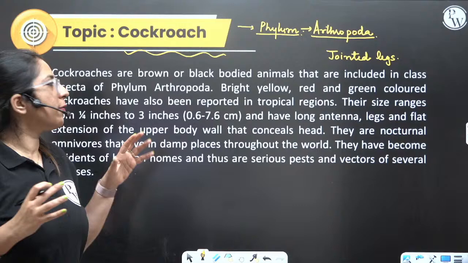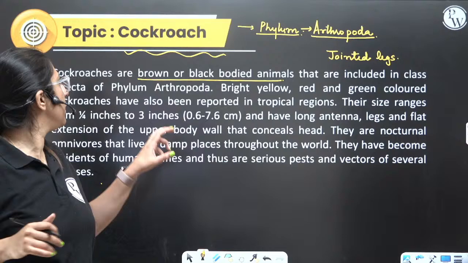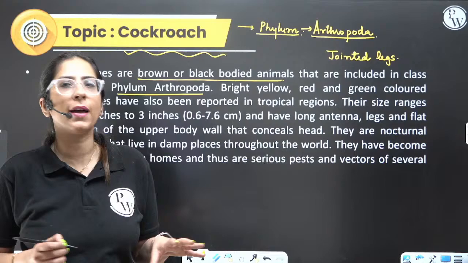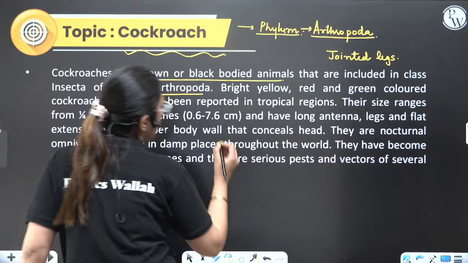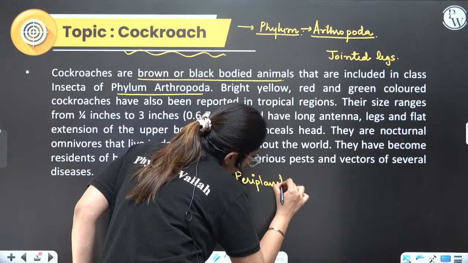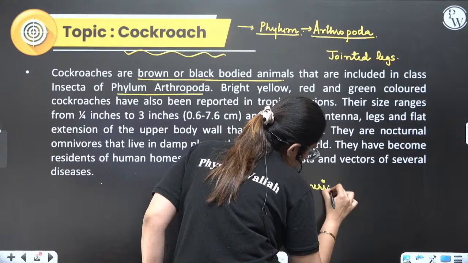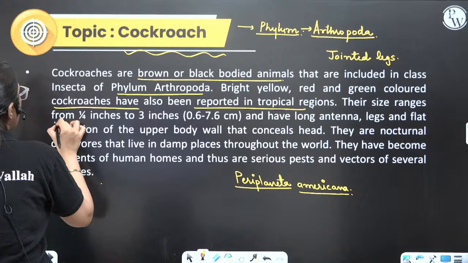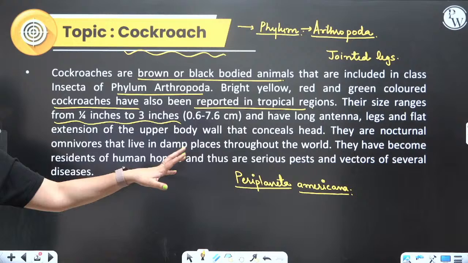Cockroaches are brown or black colored animals belonging to the phylum Arthropoda. In fact, some are orangish and some are reddish in color. The type study of a cockroach which we'll be dealing with today is Periplaneta americana. So let's write down Periplaneta americana. Bright yellow, red, green colored cockroaches have also been reported in tropical regions. The general size has been given, and whatever data you can see is from your old NCERT.